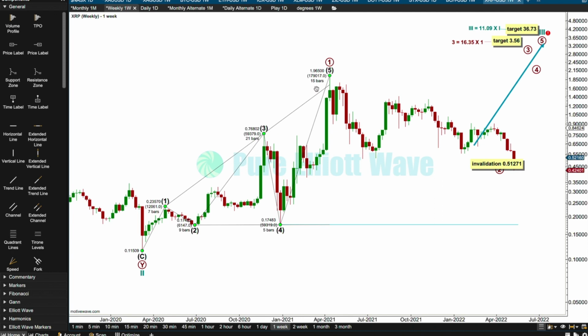than 3, 3 is longer than 1, 4 is longer than 2, and 4, what's the low here? 17423, 17483. 4 has not moved beyond the end of 2, but it has overlapped 1 price territory. Okay, that's fine. That is a valid Elliott wave count. I think this is possibly going to be my preferred wave count. I like the overshoot of the 1-3 trend line as well.